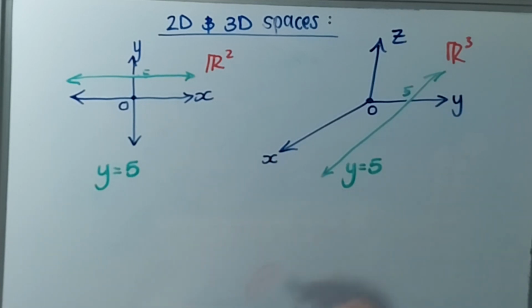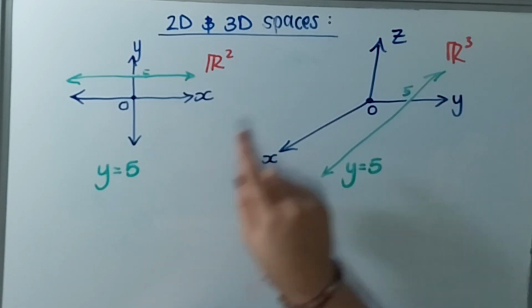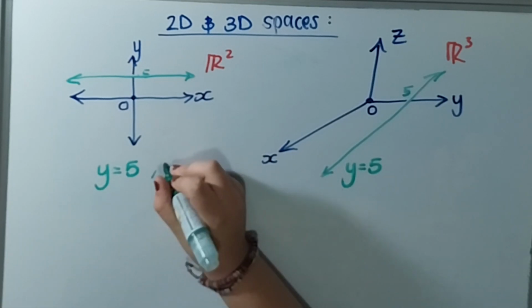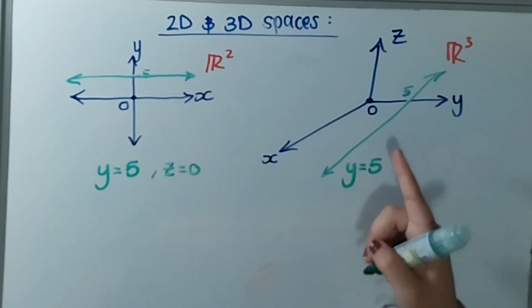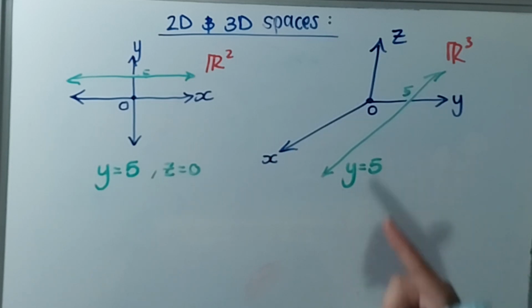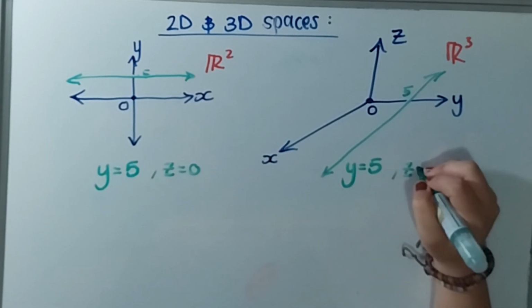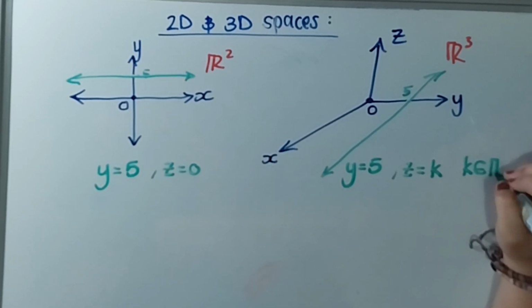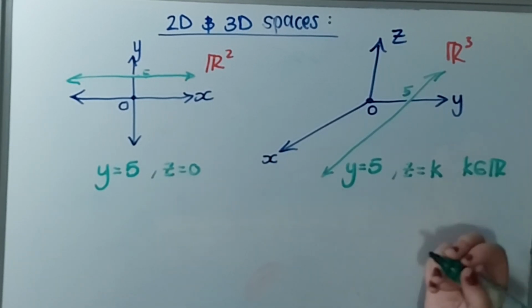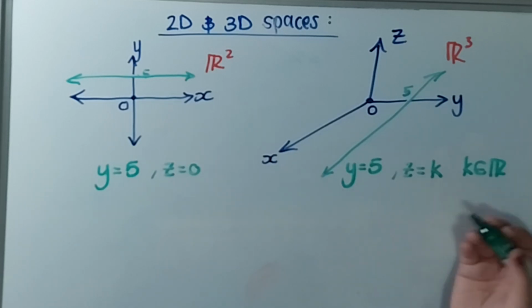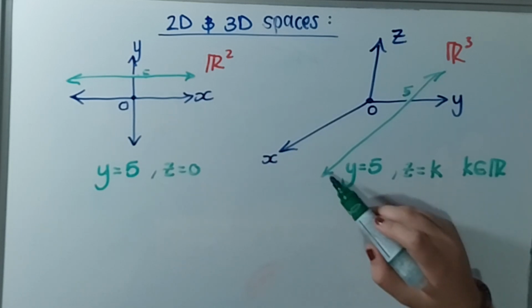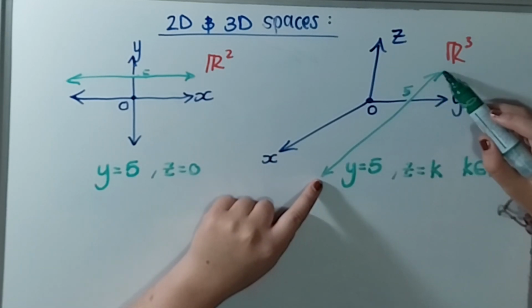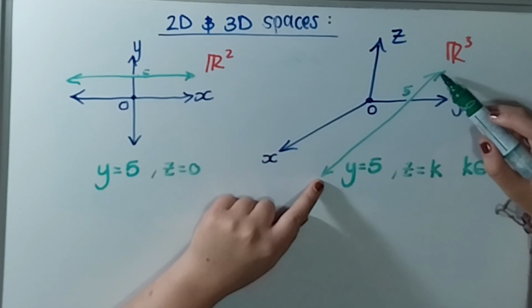But an interesting thing happens here. Here, we assumed that z equals 0. And here, we can't assume that unless it's stated. z equals k, where k is an element of R. What does this imply? What is the importance of this when you draw the sketch? Well, an interesting thing happens. So, imagine this line is a wall. A very, very thin, low wall.